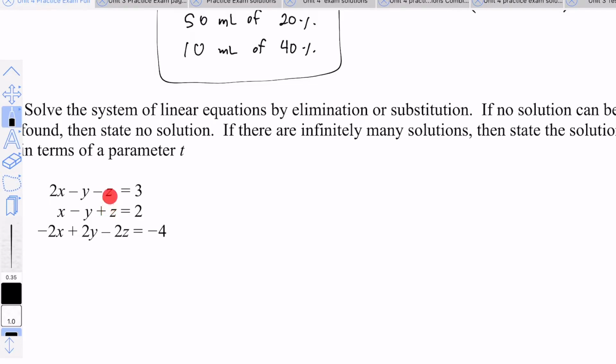I'm going to avoid eliminating z just in case there are infinitely many solutions and we have to parameterize. It's a little trickier to parameterize the solution if we've already eliminated z as the first step. We can still do it, it's just a little trickier. So I actually would avoid eliminating z first if we have 3 equations and 3 variables. So I'm going to take this top equation and the bottom equation and eliminate x.